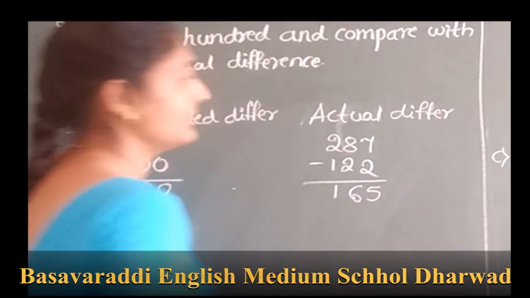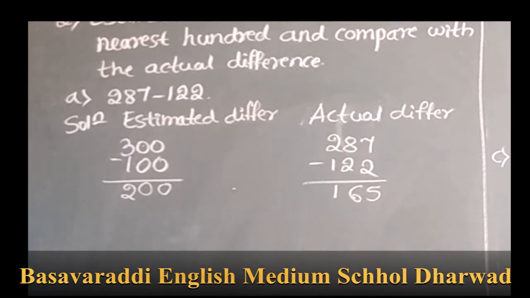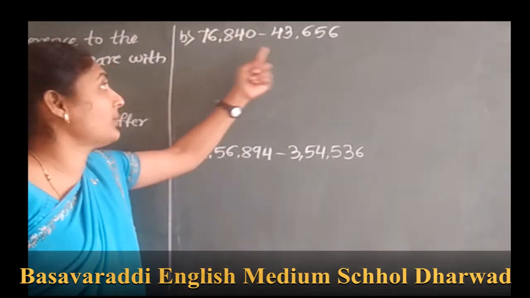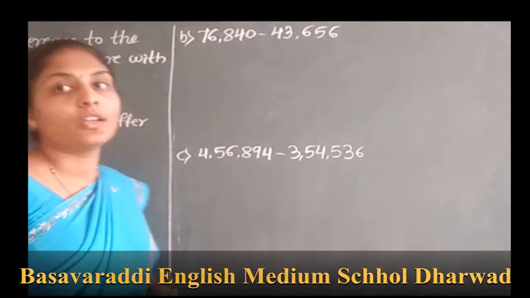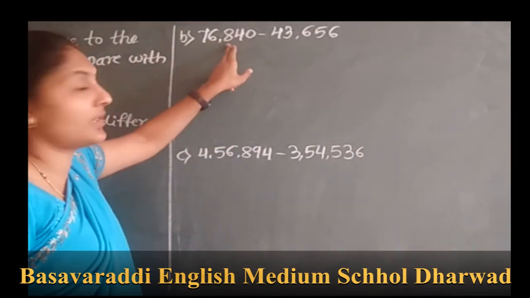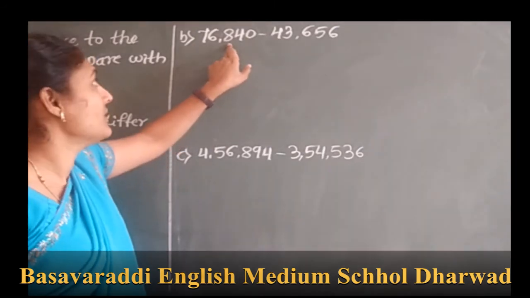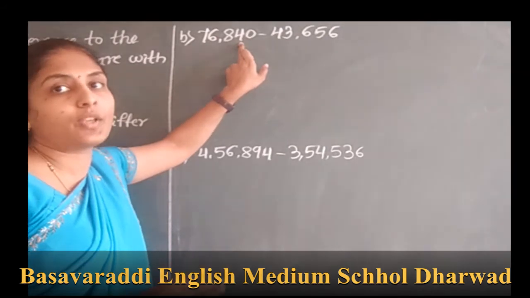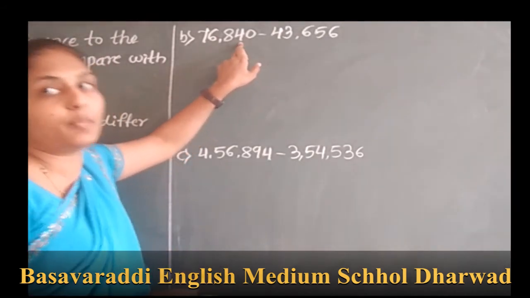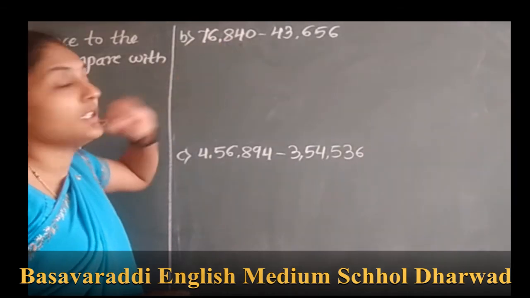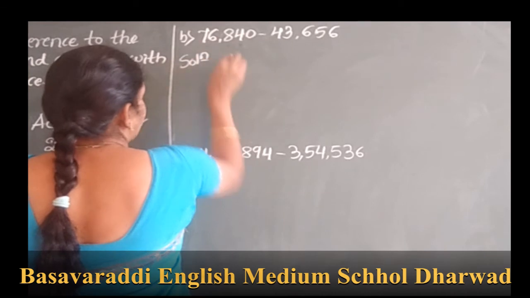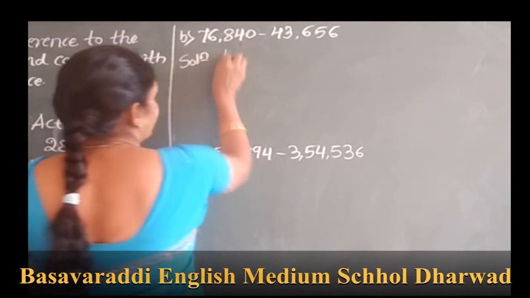One more problem there, that is B1. B1 is 76,840 minus 43,656. We have to round to the hundreds place. The tens digit is 4, which is less than 5, so it is rounded down. It becomes 76,800.